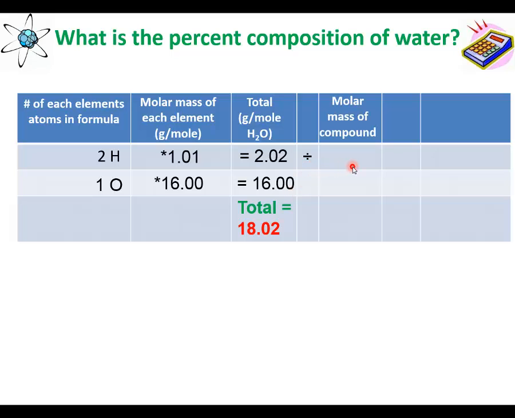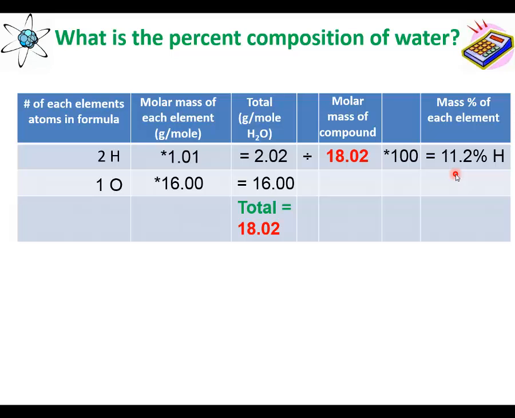If I divide by the molar mass of the compound of 18.02 and multiply by 100, that'll give me a mass percent of the element. So this is going to give me the mass percent of hydrogen by taking 2.02 grams of hydrogen in this 1 mole sample of water divided by 18.02 grams for every mole of water times 100. That gives me 11.2% by mass hydrogen.